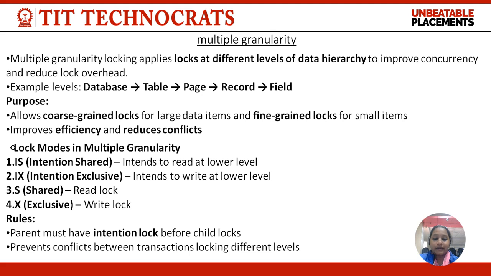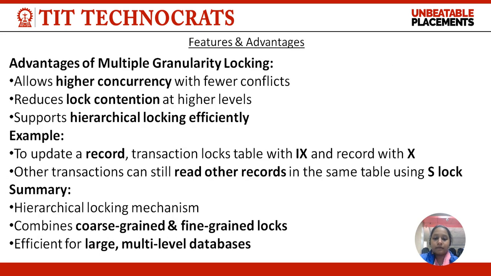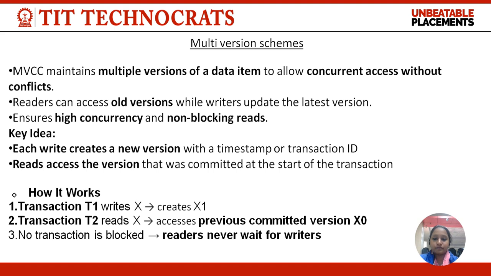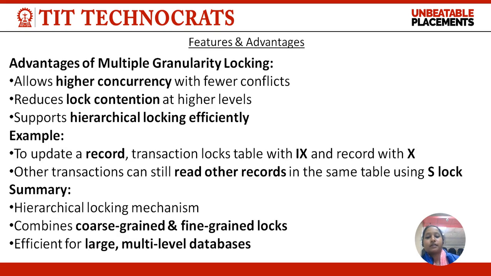Multiple granularity. Multiple granularity allows locking at different hierarchy levels like database, table, page, and record. It uses intention locks such as IS and IX to allow efficient hierarchical locking. Multiple granularity features: the advantage is higher concurrency with reduced lock contention, and a transaction can lock only what it needs while allowing others to work on different parts.